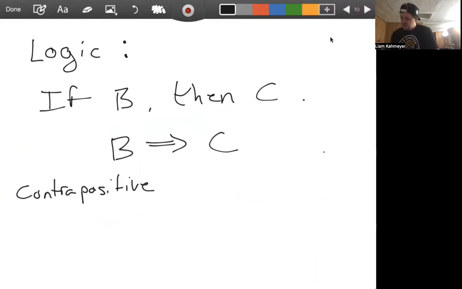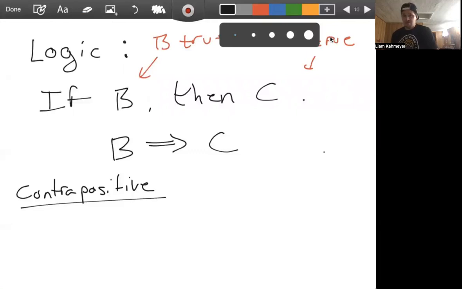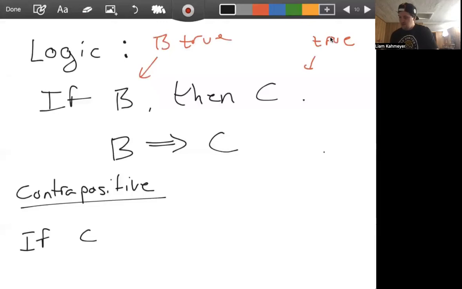So again, what is this saying? This is saying if B is true, then C is true, or B implies C in the symbolic representation here. The contrapositive says, let's write it as follows: if not C, then not B.